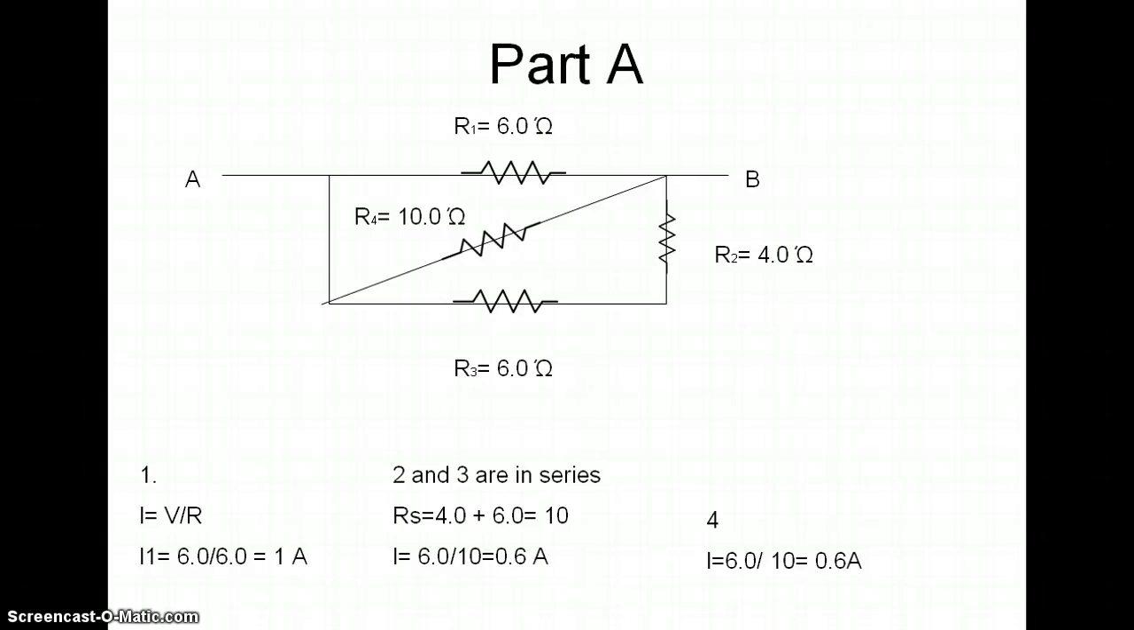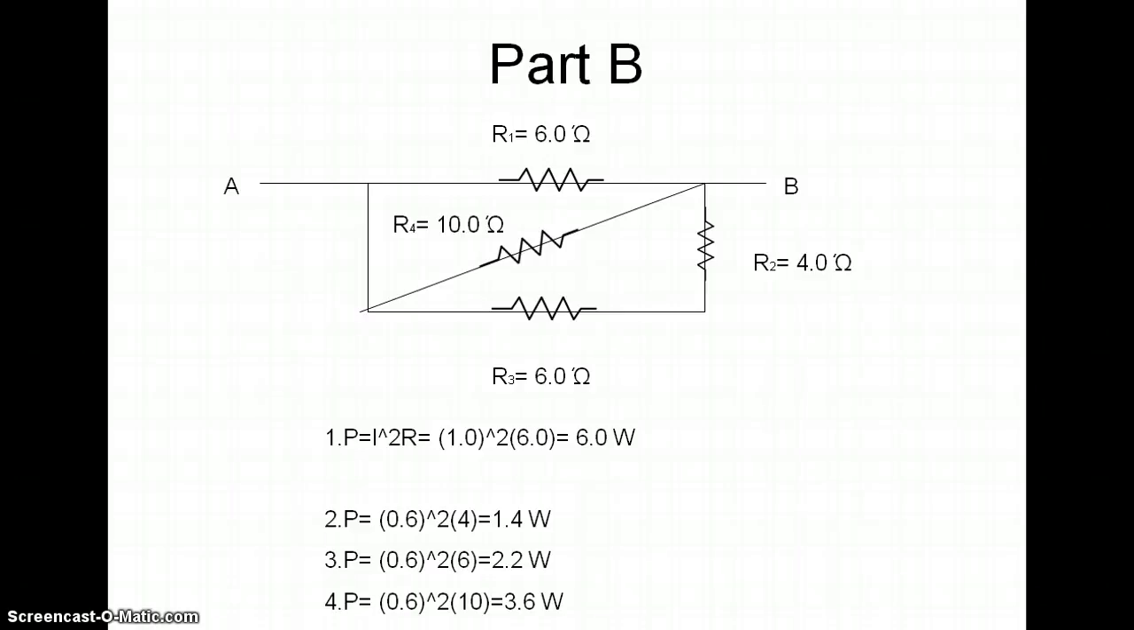For 2 and 3, those are in series, so we add the resistors up and we get 10 ohms, and then we plug it back into our current equation, and that becomes 0.6 amps. For number 4, we know that the potential difference or voltage will be the same since it's parallel, so it becomes 6 volts over 10 ohms, and that becomes 0.6 amps.